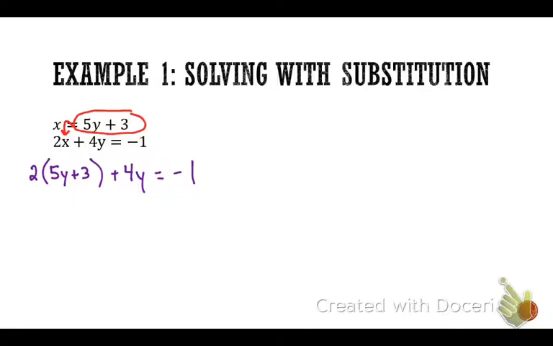Distribute. Very good. 2 times 5y and 2 times positive 3. What's 2 times 5y? 10y. What's 2 times 3? 6. Plus, now bring everything else down, 4y equals negative 1.